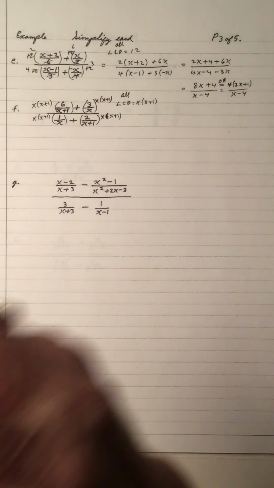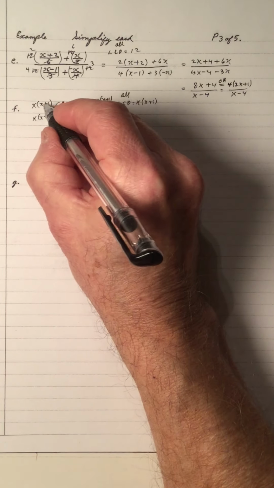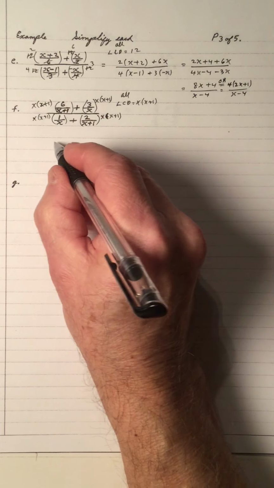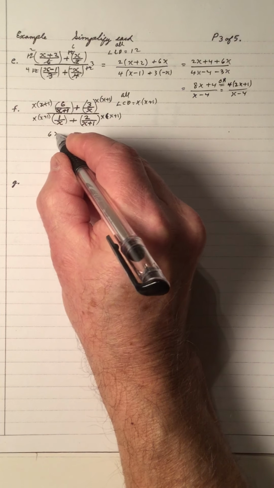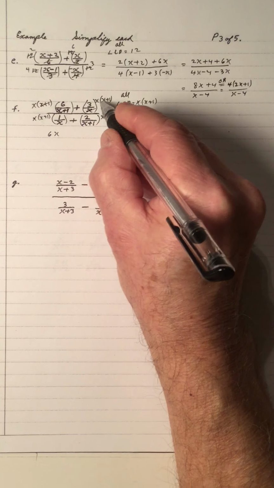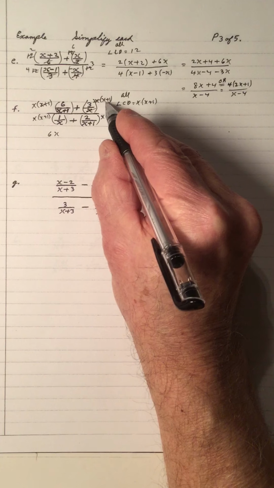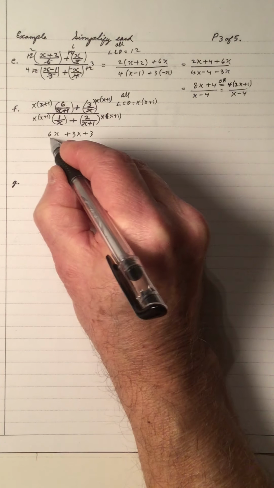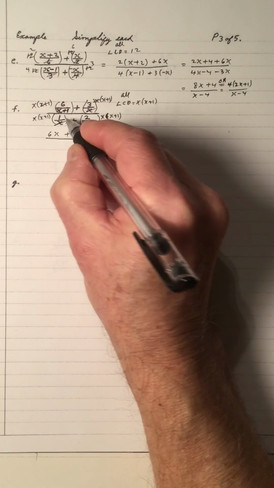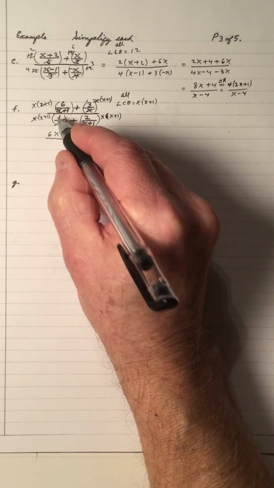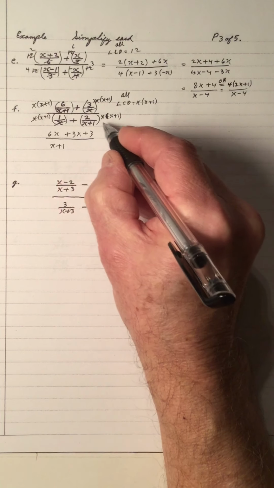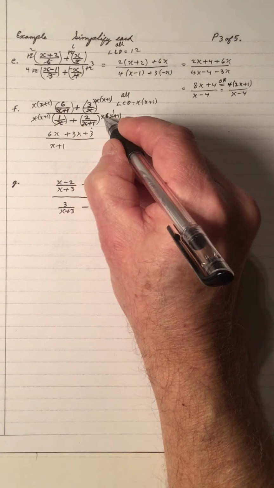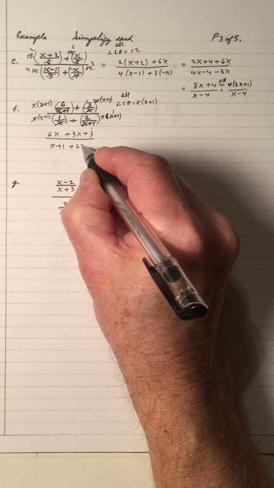That means every denominator should cancel. X plus 1 cancels, so I get 6 times x. And the x cancels, so I get 3 times x plus 1. That gives me 3x plus 3. The x cancels, I get x plus 1 times 1, which is x plus 1. The x plus 1 cancels, and I get 2 times x, which is 2x.